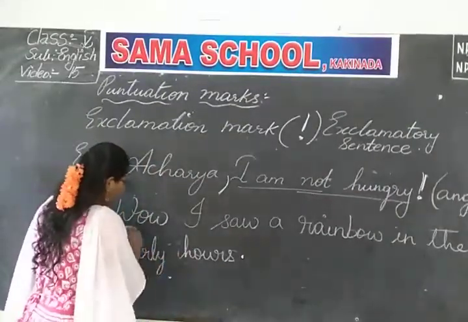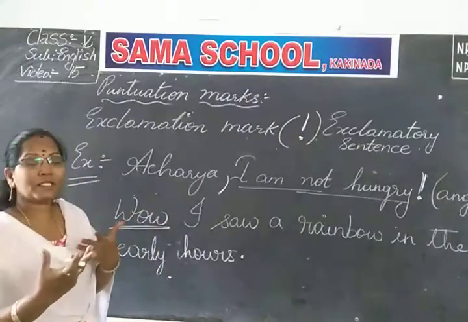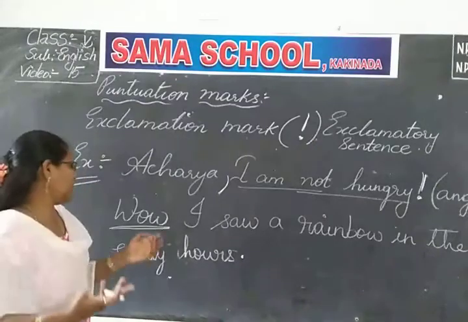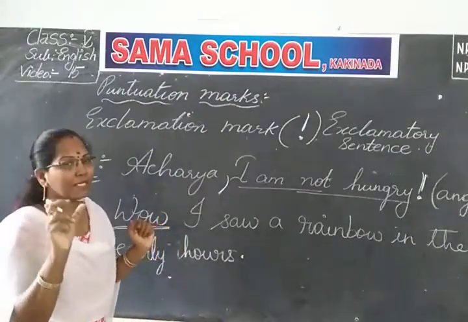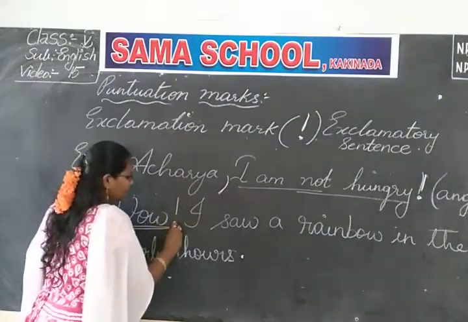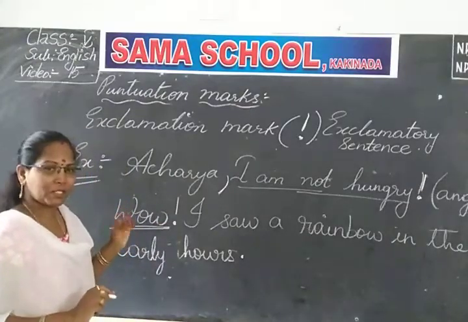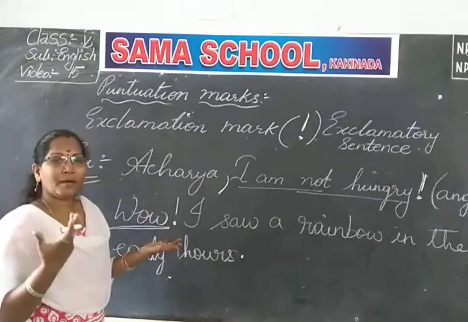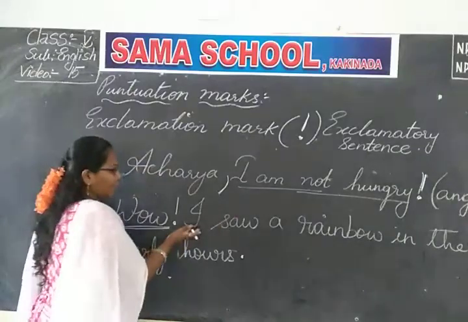Here we got the word wow. Wow expresses your surprise, your expression of surprise. So this word is an interjection. So here after the interjection we should place an exclamatory mark. Is that clear, children? Wow. So with wow, your expression is being done. Whatever sentence you want to tell should be in a general way.